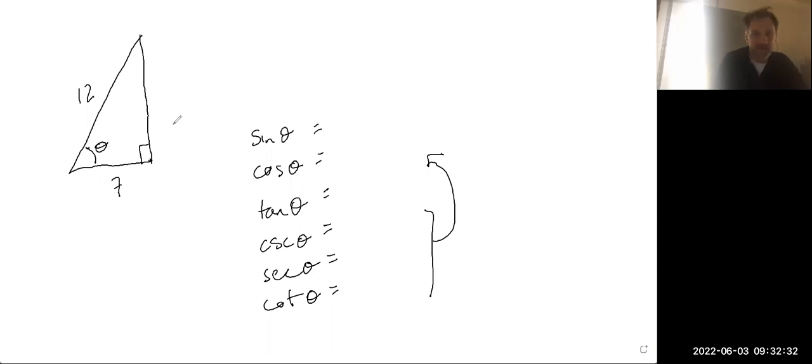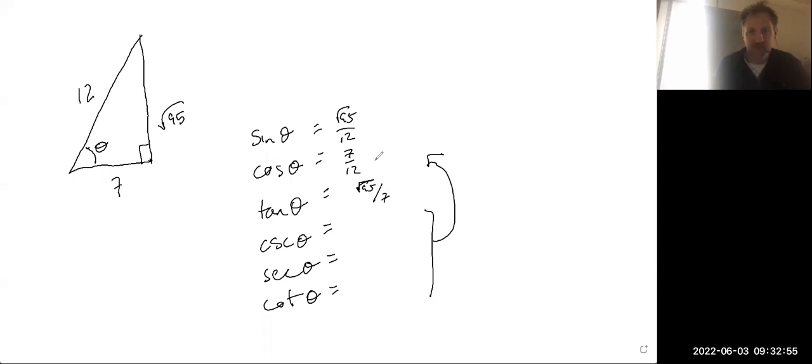Okay, so what I should have found out here is that this is the square root of 95. I tried to simplify the square root of 95. It doesn't, because it's just 5 times 19. And so now I'm building my relationship. Sine is the square root of 95 over 12. Cosine is 7 over 12. And tangent is the square root of 95 over 7.